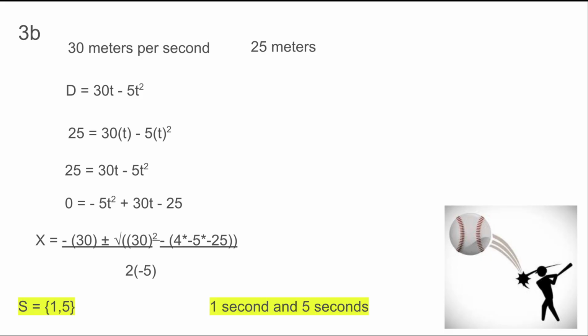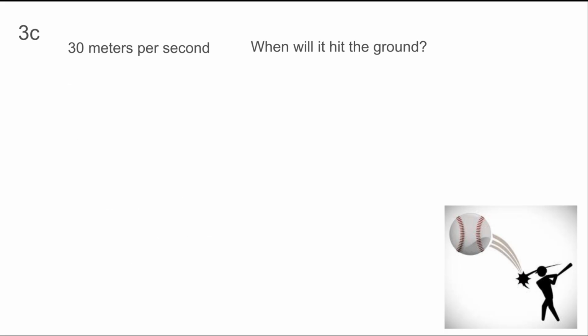Okay, and so when she initially hits the baseball, it will hit 25 meters at 1 second, and then it goes up more, and then it starts coming down, and it hits about 25 meters again at 5 seconds, and then it keeps going down all the way down to 0.